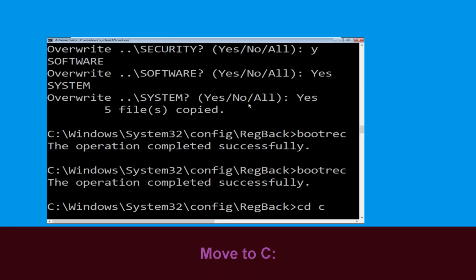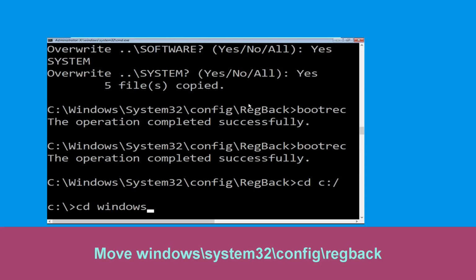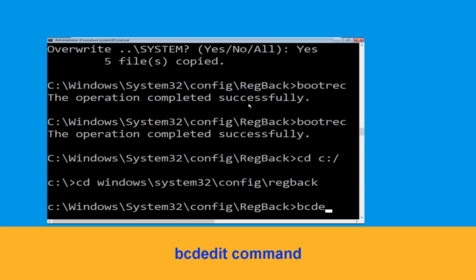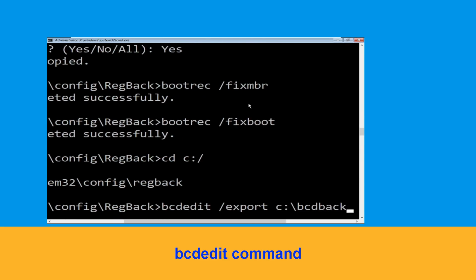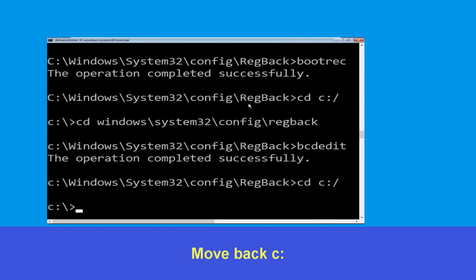Type cd space C:/ and hit enter. Now type this command. cd space Windows /system32 /config /regback and simply hit enter to execute the command. Now type this command. bcdedit space /export space C:/ bcdbackup and hit enter. Now type cd space C:/ and hit enter.